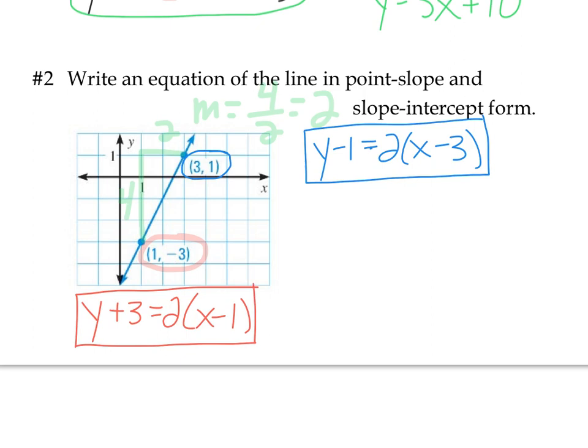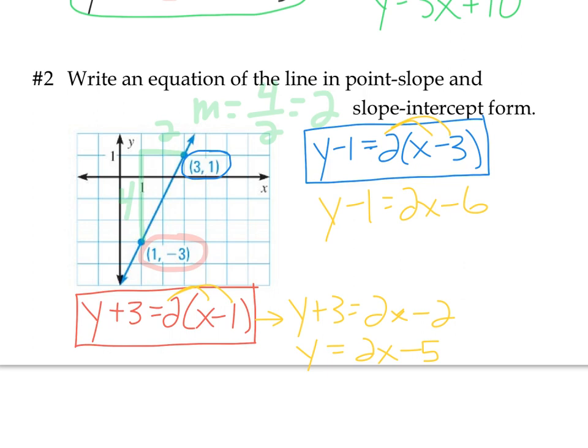If we want to turn it to slope-intercept form, again, we can distribute the 2 into the parentheses here. We'll do that one first. We'll bring it over here. We're going to have y plus 3 equals 2x minus 2. And if we subtract the 3 on both sides, we're going to end up with y equals 2x minus 5. If we do the same process to this other point slope form, we're going to get y minus 1 equals 2x minus 6.